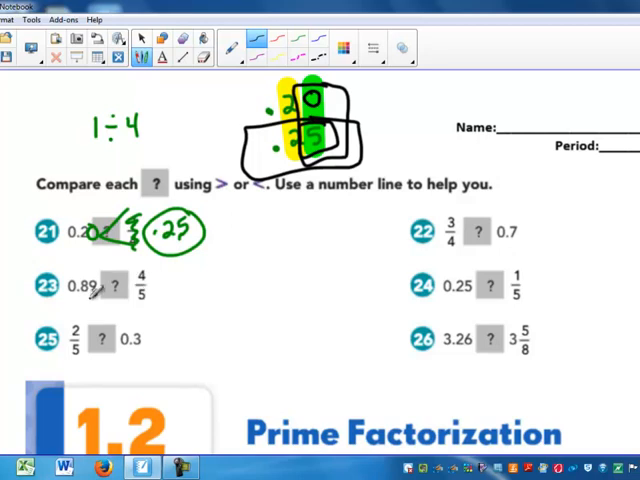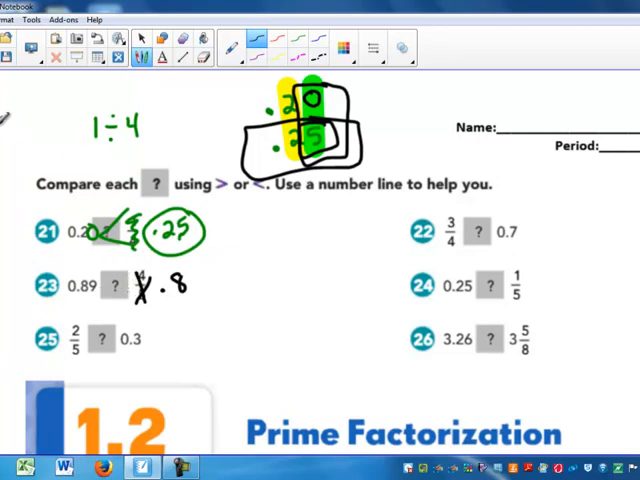Next one, number 23, 0.89 and 4/5. Now again, you could turn this to a fraction if you wanted to. It's a lot of work. We'll learn it this year, but it is a lot more work than just turning this to a decimal. So you're going to do 4 divided by 5. That's going to give you 0.8. Now we have to think about it. Is 0.8 or 0.89 bigger?